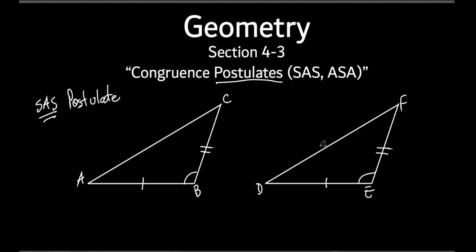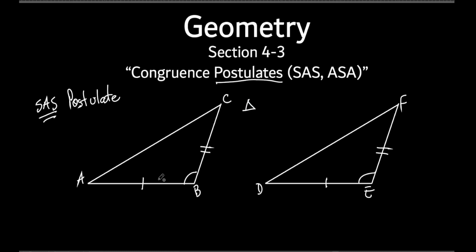That's all you need to know. You don't have to know that AC and DF are equal. You don't have to know that angle A is equal to angle D, or that angle C is equal to angle F. This is all you need to know. So if you know that information, what can we say about those two triangles? They're congruent to each other. So let's write the congruent statement.